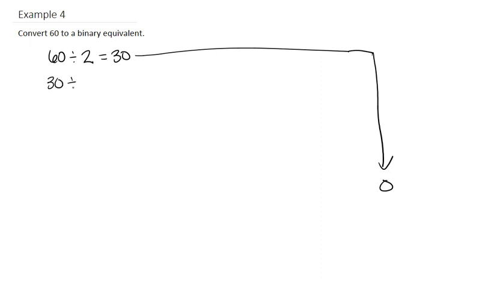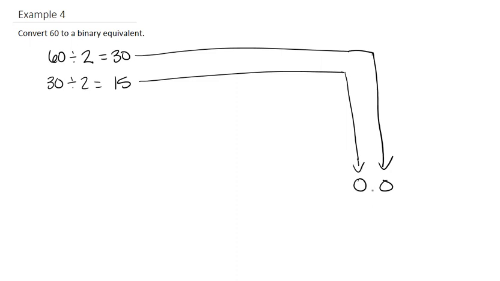Then we take 30 and divide it by 2, and we get 15. 15 is a whole number, so we place a 0 there. Then we take 15 and divide it by 2. Now this is not a whole number, so we're going to have a remainder. 15 divided by 2 is 7.5. So we put a 7 there, and we place a 1 below because we have a remainder.